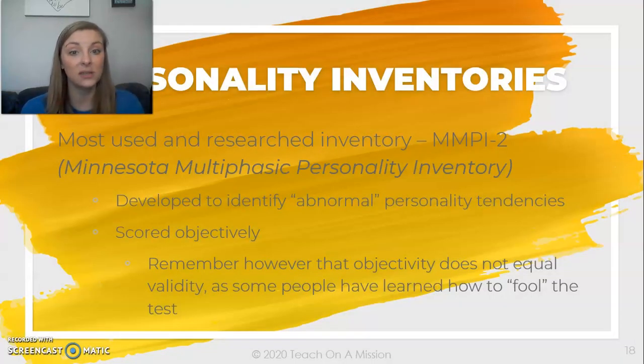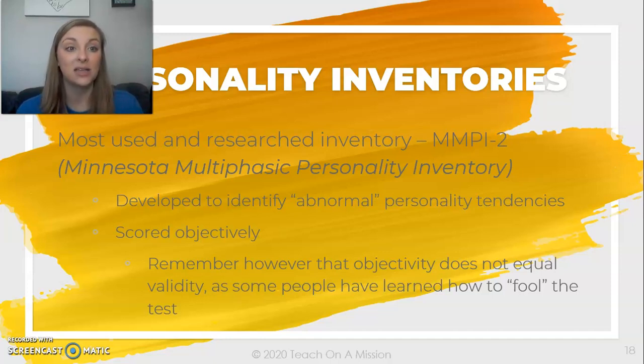The most used test is the Minnesota Multiphasic Personality Inventory, the MMPI. And this one is used to identify abnormal personality traits. So this is going to be used in therapy a lot of times or with a psychologist to determine whether or not you are abnormal in your personality, meaning you are maybe depressed or you are too impulsive, have a lot of anxiety, that kind of thing. So this is scored very objectively. However, this does not always mean validity.